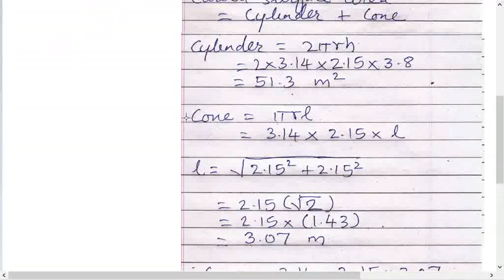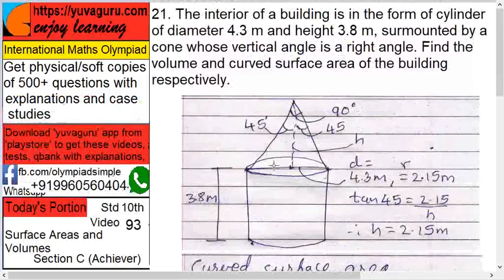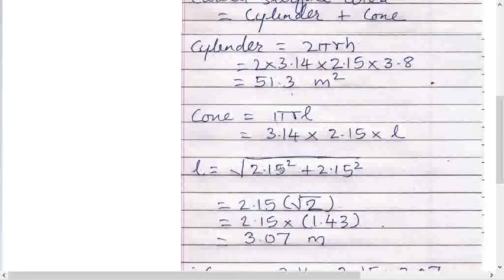Then cone. Surface area of cone is pi r l. So 3.14 into 2.15 into L. We don't know L. We have to find L. So L is easier. Both the sides are 2.15 and 2.15. So hypotenuse equals the square root of s1 square plus s2 square. So root of 2.15 square plus 2.15 square. So 2.15 into root 2.